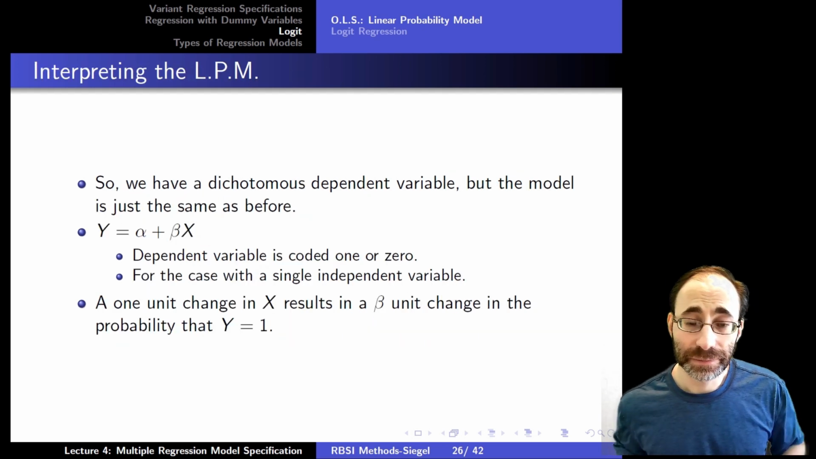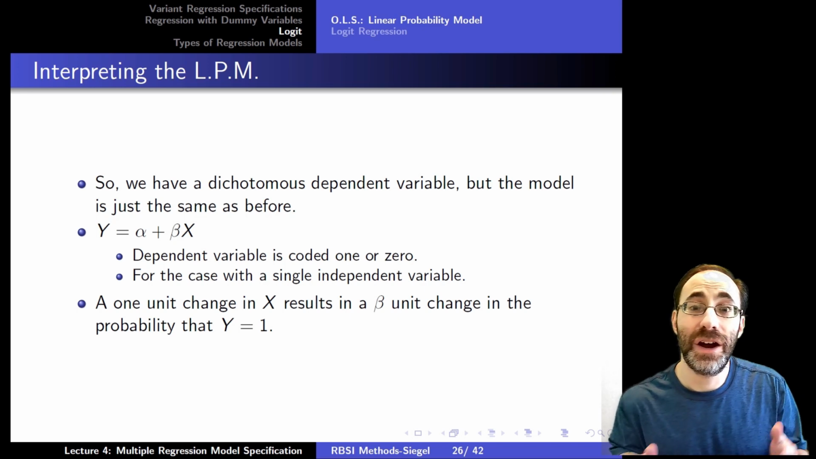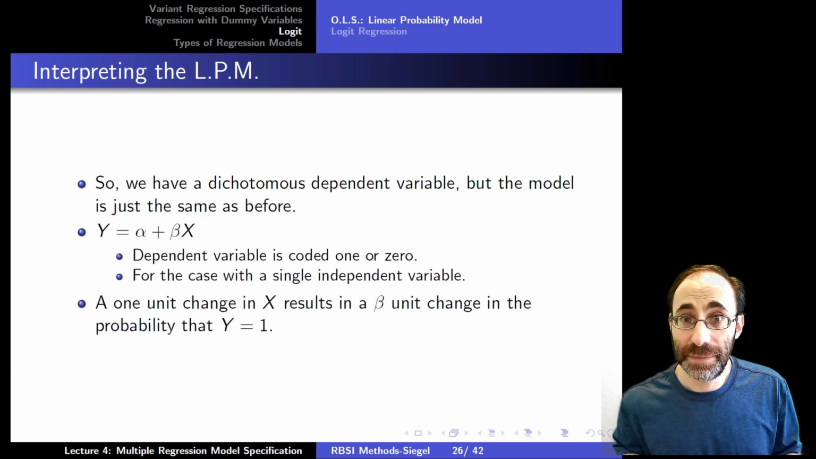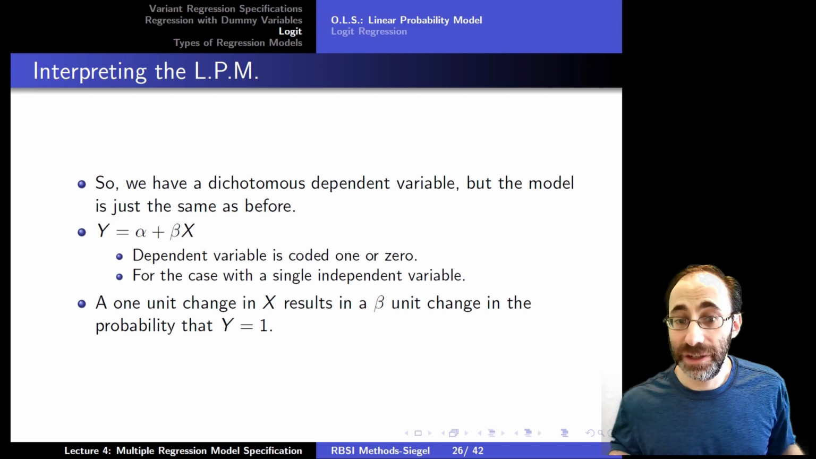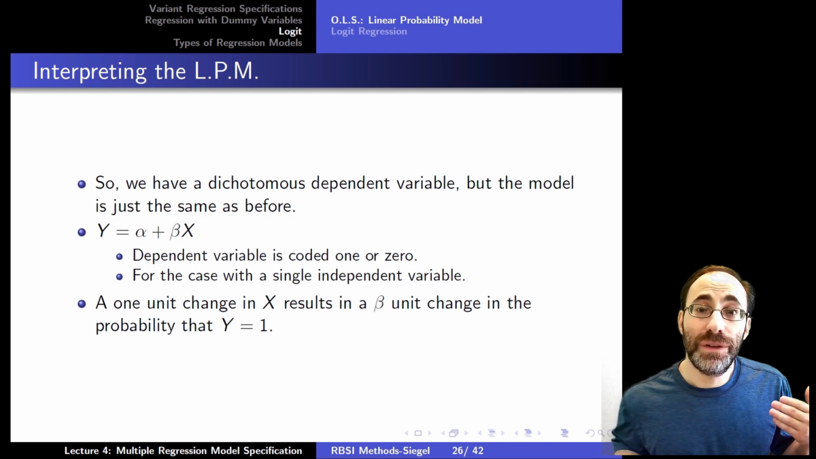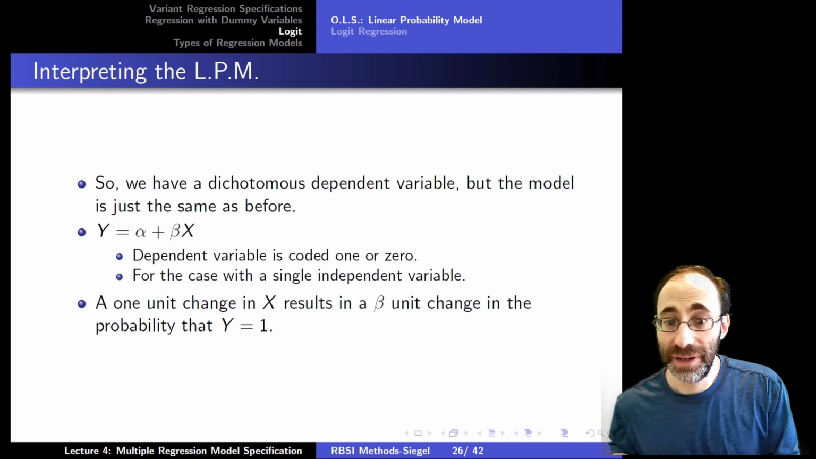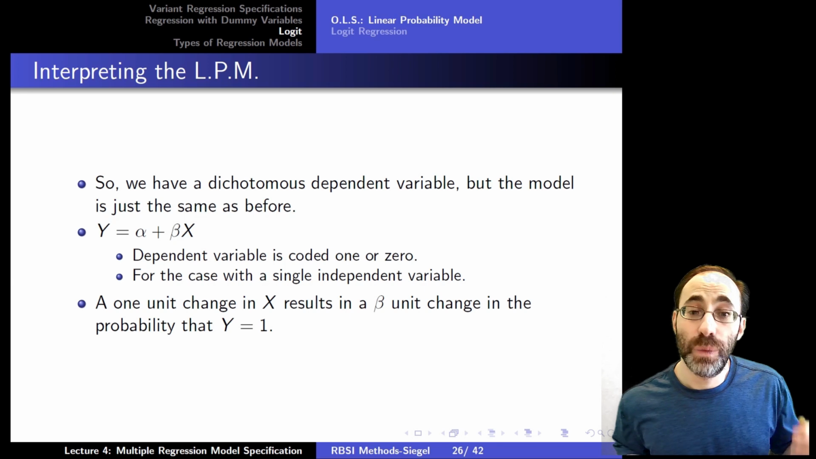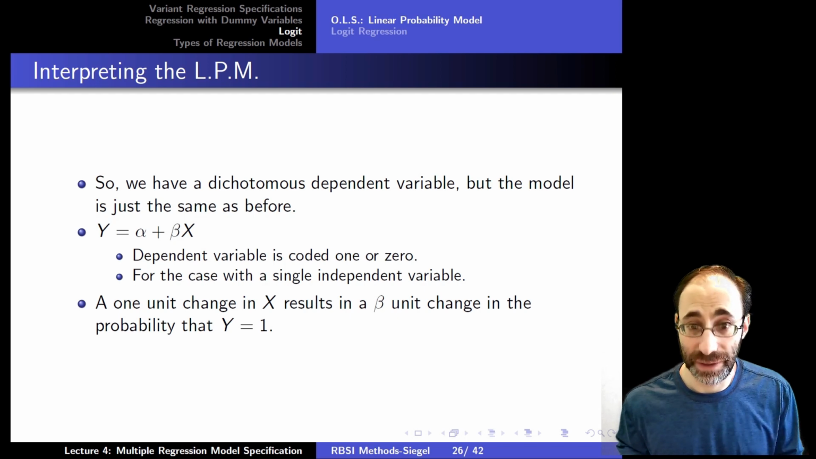So we'll do that now. If we just take a dichotomous dependent variable and apply our earlier example of a regression, so y equals alpha plus beta x, and code the 0 or 1 as the dependent variable for a single independent variable that's continuous, right? The way we interpreted this before, and the interpretation we use in a linear probability model, is that a 1 unit change in x results in a beta unit change in the probability that y equals 1.